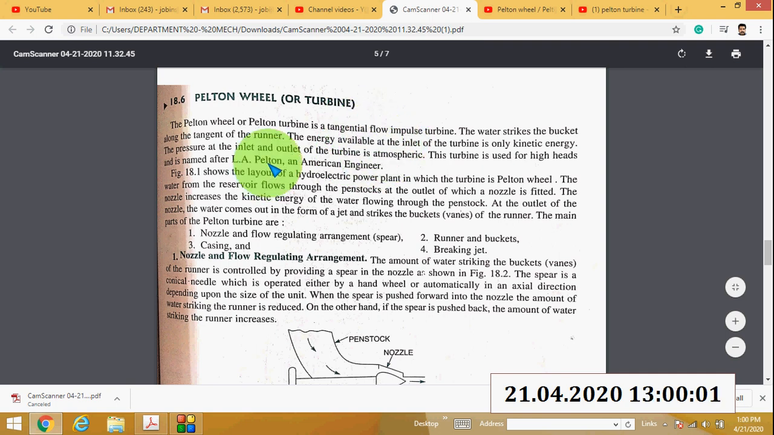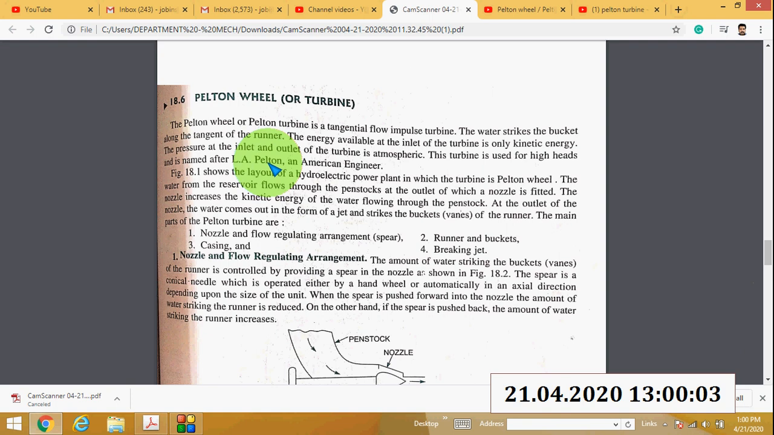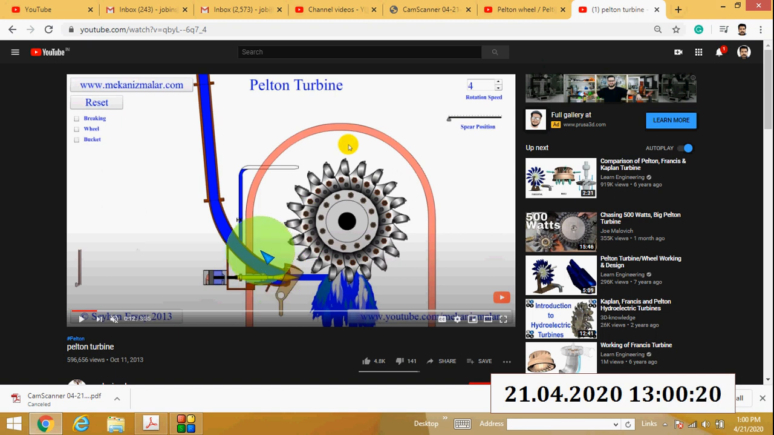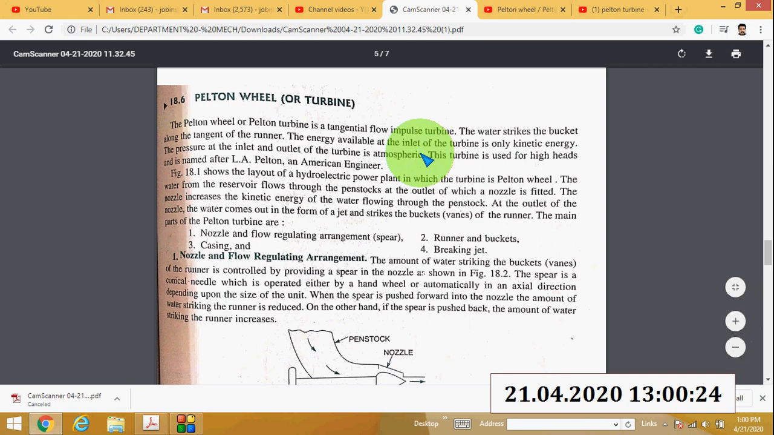Then impulse. Another classification of turbines is impulse turbine and reaction turbine. The Pelton wheel is actually an impulse turbine. So what do you mean by impulse turbine? Impulse turbine means the energy available at the inlet of the turbine is only kinetic energy. Then this turbine is called an impulse turbine. So the Pelton wheel or Pelton turbine is a tangential flow impulse turbine.